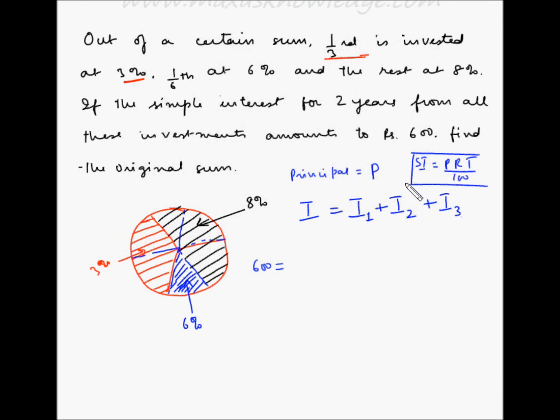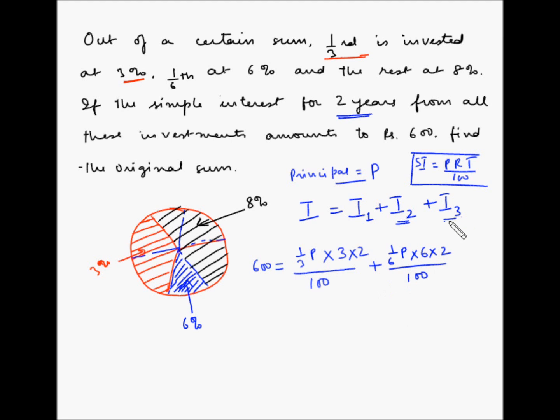So principal is the amount which has been invested for this particular interest calculation. The first case is 1/3 of the principal. So for the first, it is 1/3 multiplied by P, the principal for the investment made at 3%, multiplied by the rate of interest, which is 3, multiplied by the time frame, which is 2 years, divided by 100, plus, for the second investment, the principal amount is 1/6 of the original principal, so 1/6 multiplied by P, multiplied by the rate of interest, which is 6, multiplied by the time frame, which is 2, divided by 100.